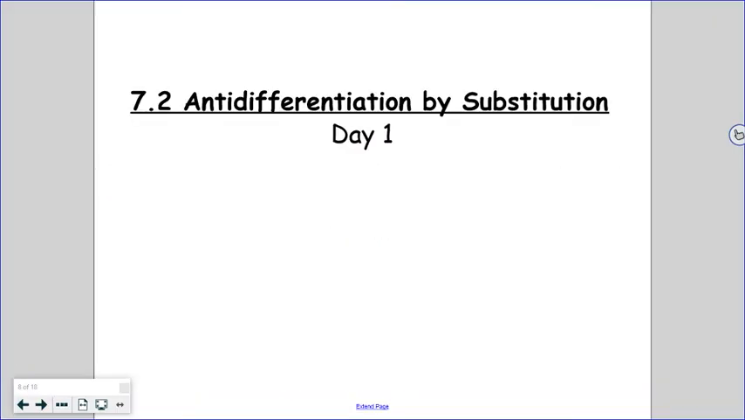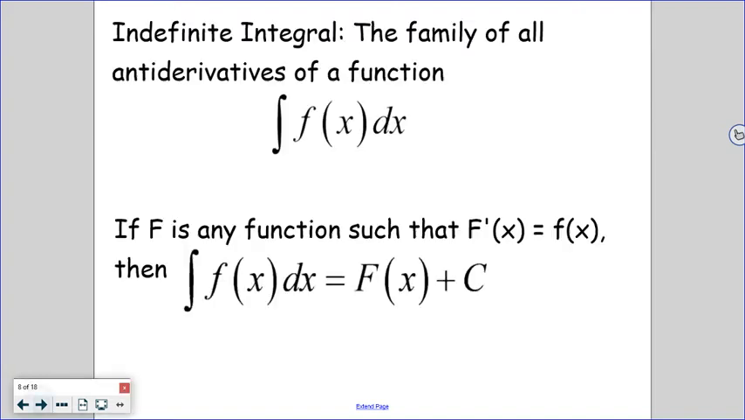The beginning part of 7.2 looks very familiar to what we've talked about before because it is our introduction to what's called the indefinite integral. And doesn't that just look like the integral that we saw before? Okay. The difference is we don't have an a and a b. They aren't telling us what interval to look at this on.